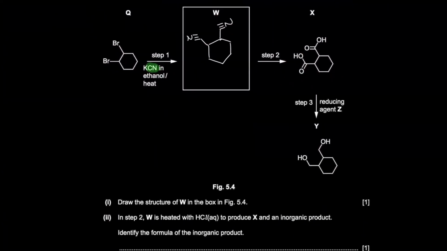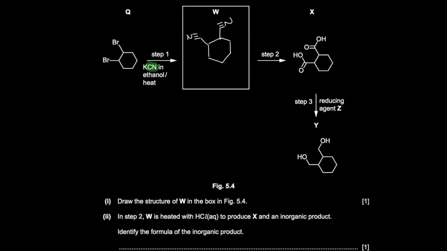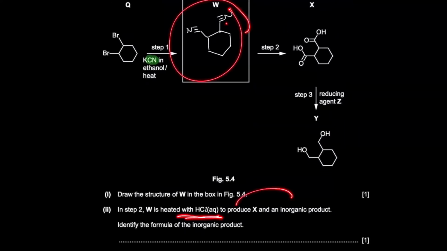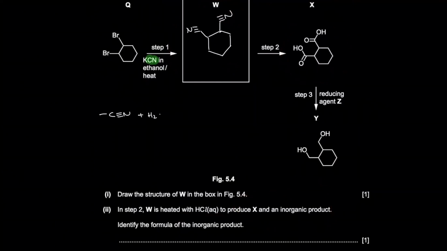In step 2, this compound is heated with an acid, dilute HCl, to produce a carboxylic acid, a diacid specifically, and an inorganic product. This is acidic hydrolysis of nitriles. If you remember acidic hydrolysis of nitriles, under acidic conditions, this carbon is converted to a carboxylic acid, and then the nitrogen is converted to ammonia.